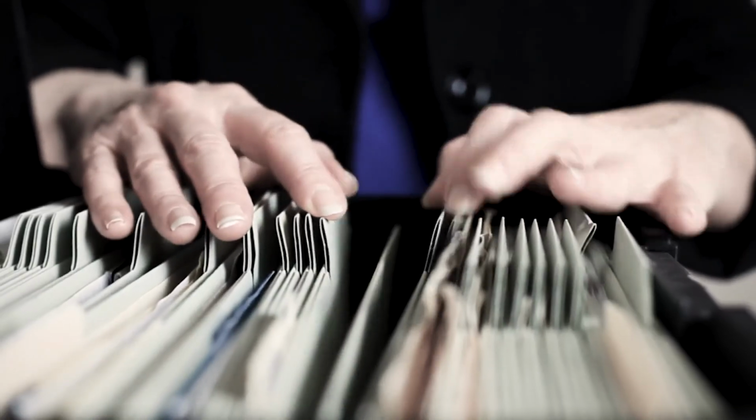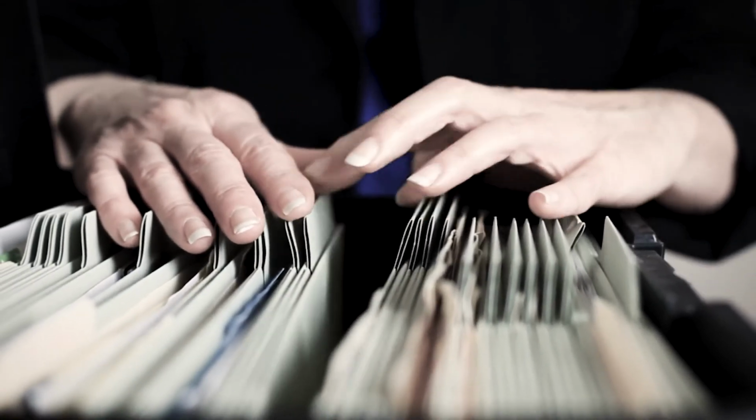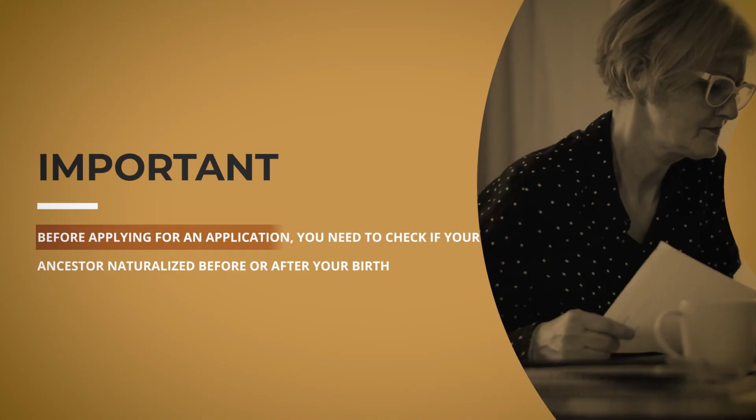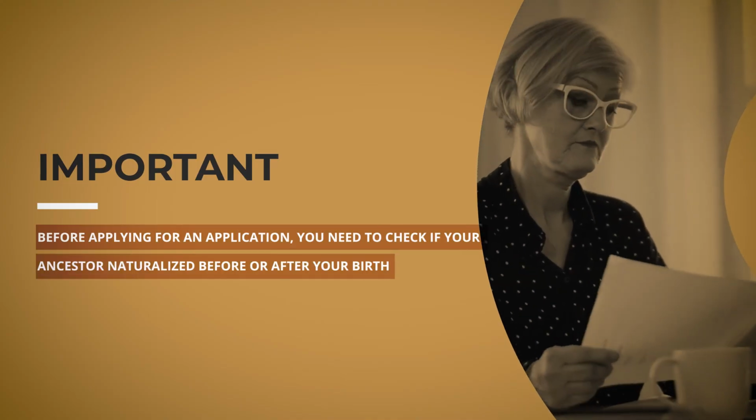This is something that we also covered in different past videos, so I suggest you watch all the videos we posted about citizenship by descent and the eligibility criteria. When you want to apply for citizenship by descent, you need to locate the last Italian ancestor you have, in this case your mother, and you need to check if the Italian ancestor naturalized before or after your birth.